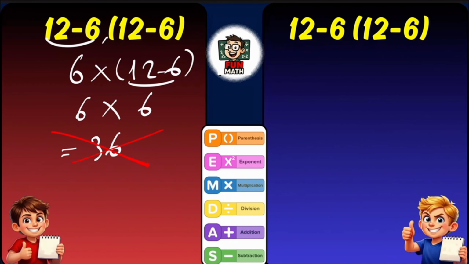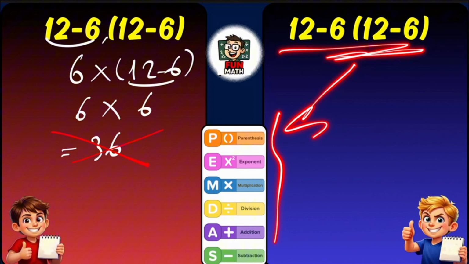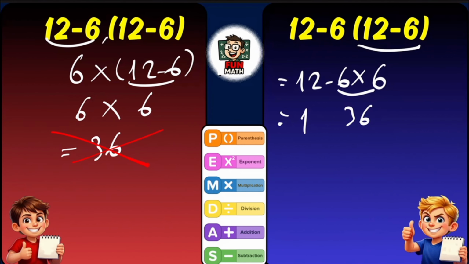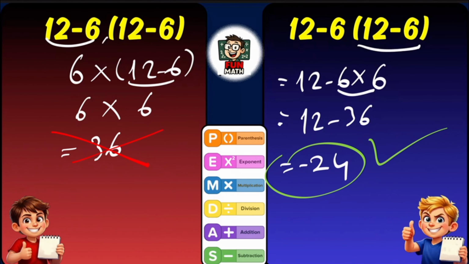Okay. Now let's solve the equation according to the rule. First, parentheses. 12 minus 6 equals 6. Now there are subtraction and multiplication. First, multiplication. 6 times 6 equals 36. Finally, subtraction. 12 minus 36 equals negative 24. The correct answer will be negative 24.